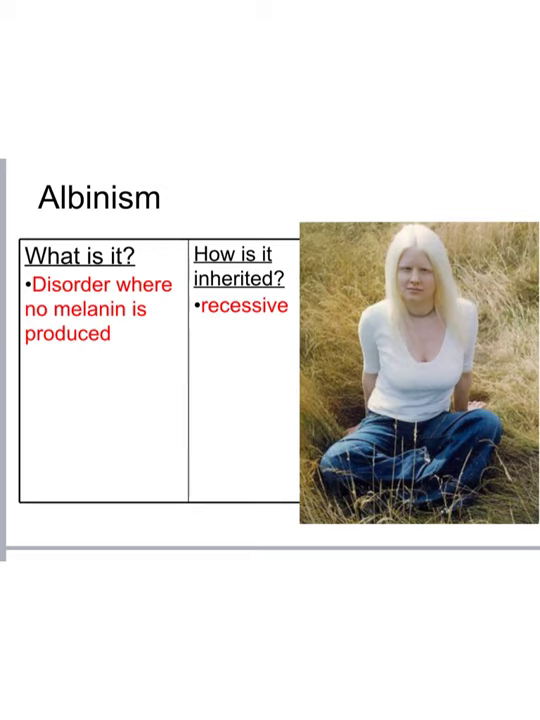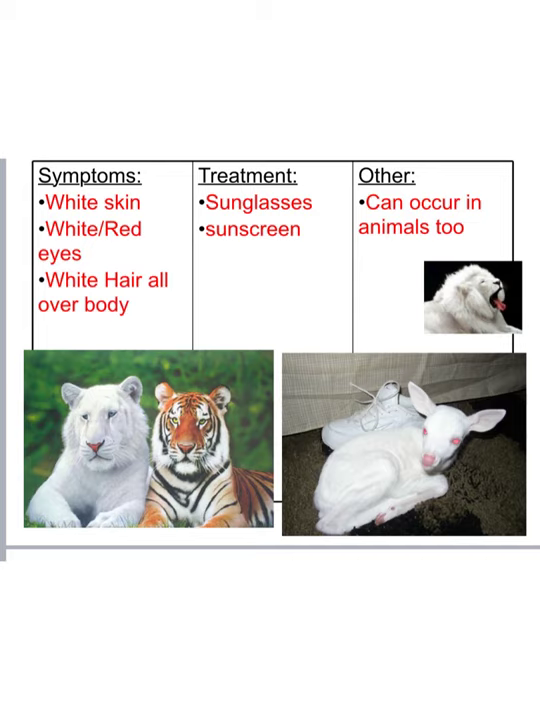Symptoms, just like I said: white skin, white eyes, sometimes they look red, and white hair all over the body. Treatment: every time they go outside, whether it's cloudy or not, or the sun's out or not, they should have sunglasses on. They should be wearing sunscreen. They should be wearing protection over their skin because they can sunburn super easily. Another thing, and it's kind of cool, as you can see in the pictures, is that this doesn't just happen in humans, it happens in animals as well. So some beautiful effects of the disease on animals.